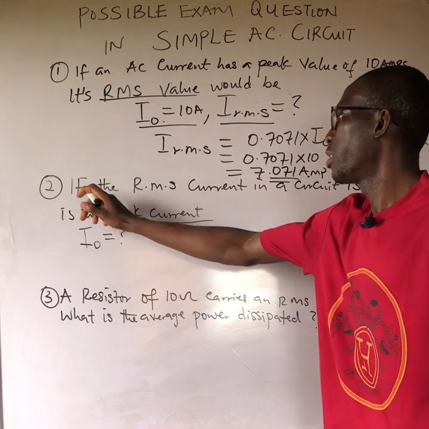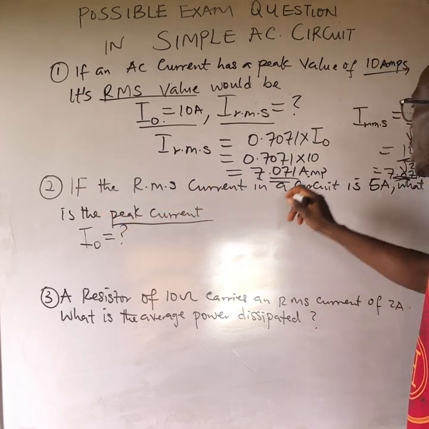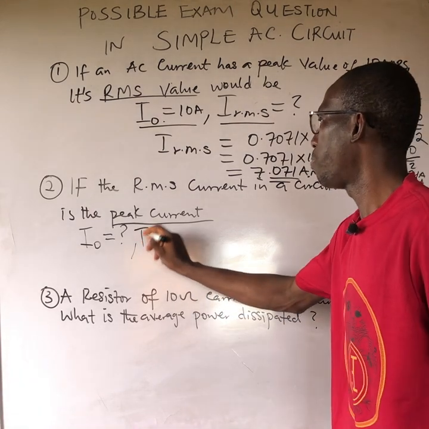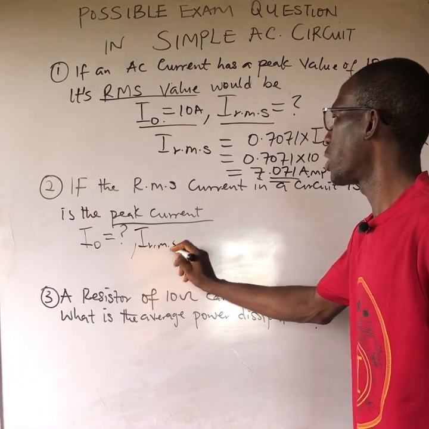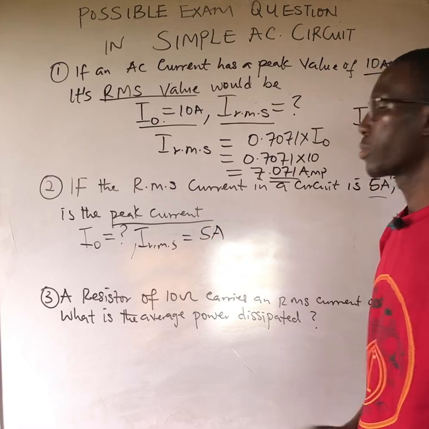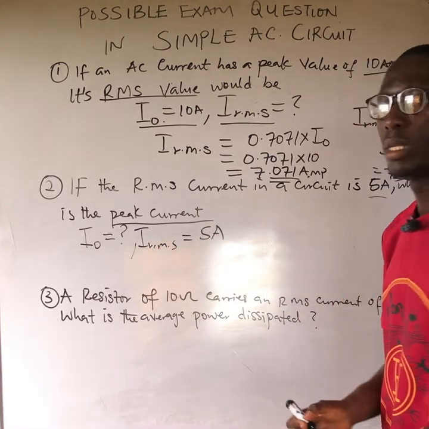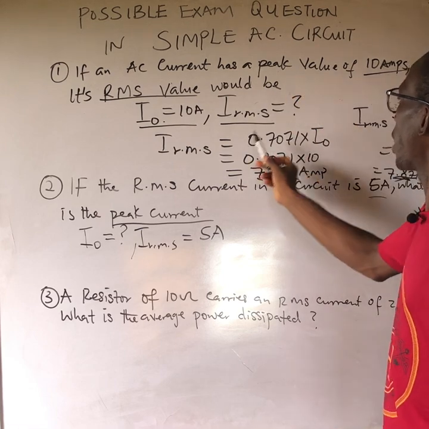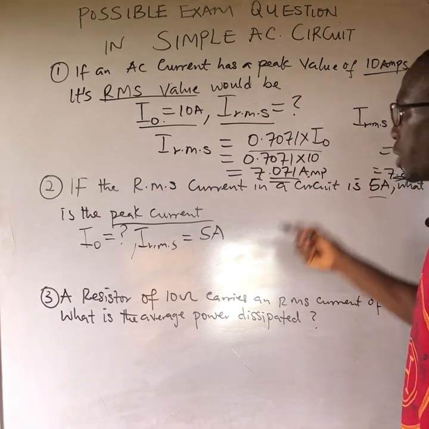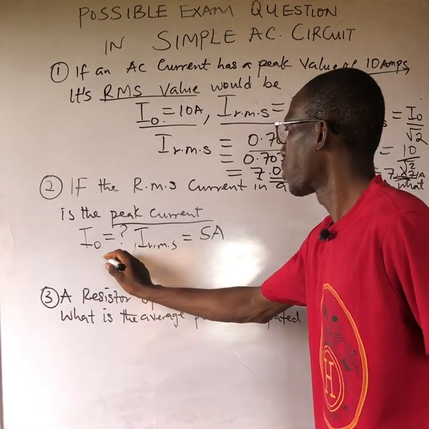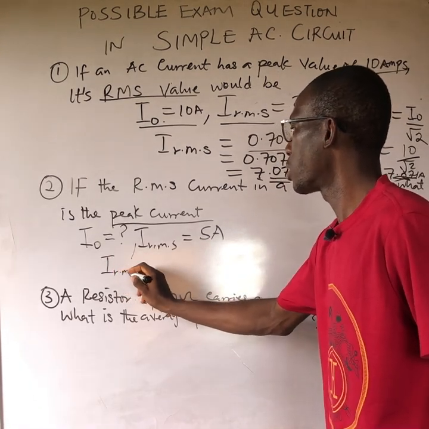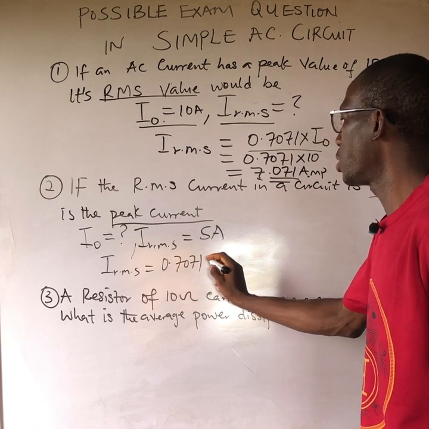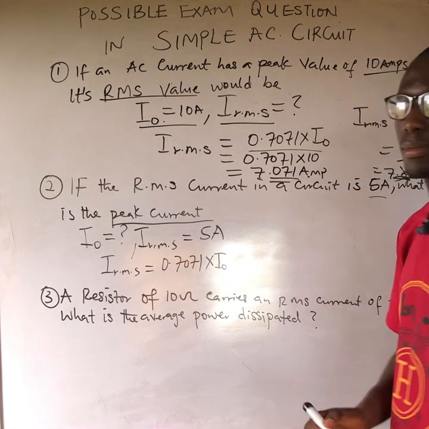In the question, the root mean square current in the circuit is given as 5 amp. So I'll have that my root mean square current is 5 amp. Now, what formula connects these two? Remember what we did in the previous one: we use this formula, and if not this one, you can use the other. So the root mean square current is the same thing as 0.7071 times your peak current.